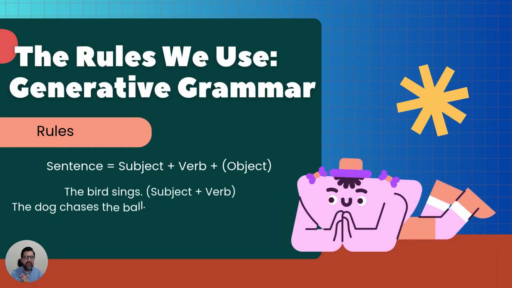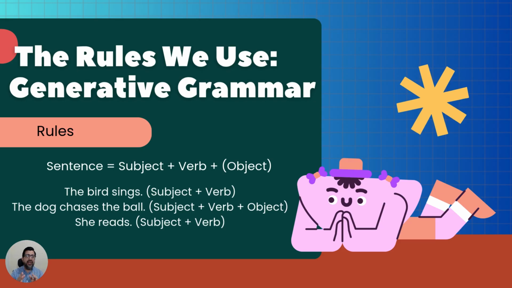Now let's take a look here. Linguists don't just describe sentences. They try to find the hidden rules we all know that allow us to create an endless number of sentences. This is called generative grammar. It's like having a recipe that lets you cook many different dishes, not just one. So we have the rules. For example, a sentence is equal to a subject plus a verb, and sometimes we need an object. Sometimes we don't, that's why it's in parentheses.